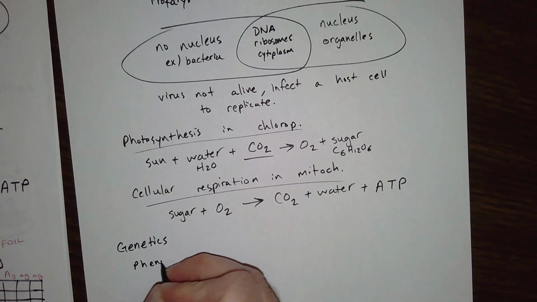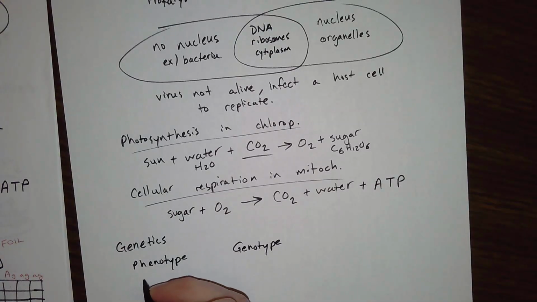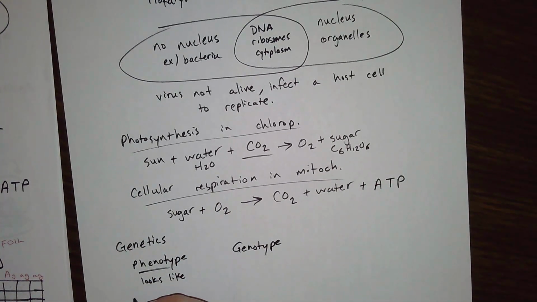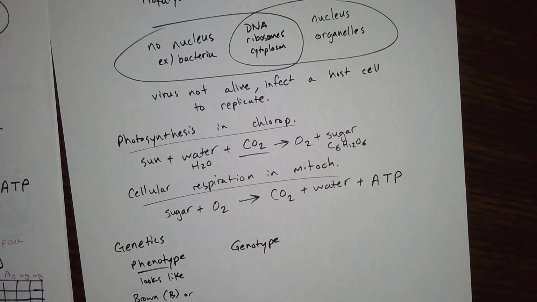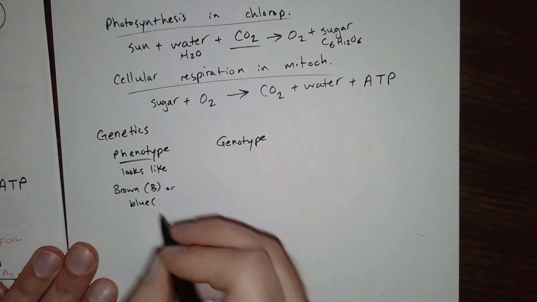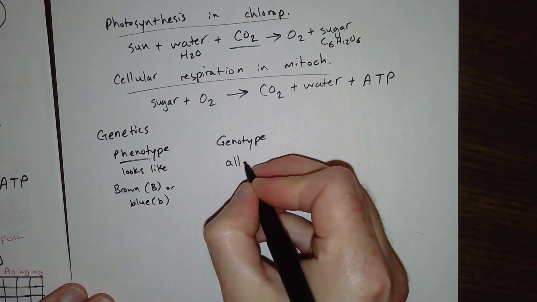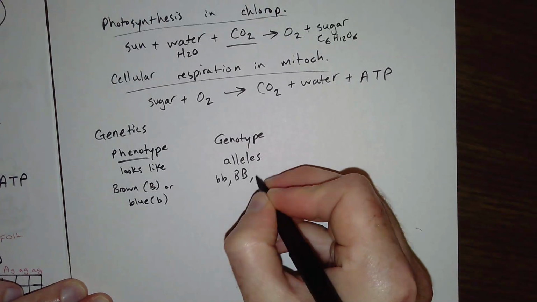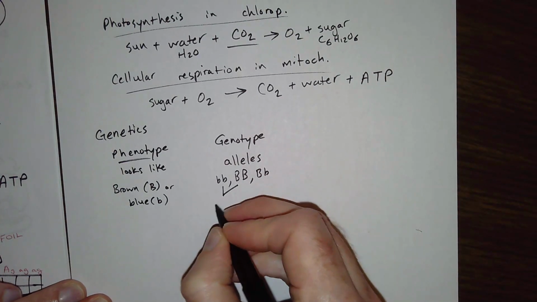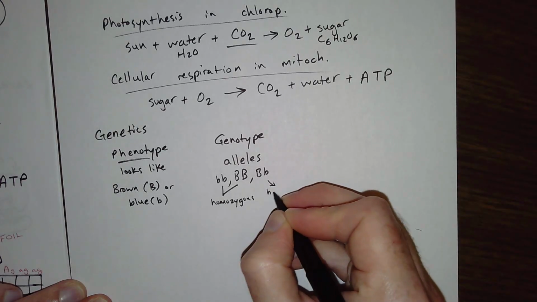Genetics. Remember the difference between phenotype and genotype. Phenotype is what it looks like. It's the phenomenon. And we use the example of having brown eyes or blue eyes. Lowercase b. And then the genotype is the alleles. And if we put it in this form, 2 lowercase, 2 uppercase, and then 1 of each, we can remind ourselves that those are homozygous. This is heterozygous.